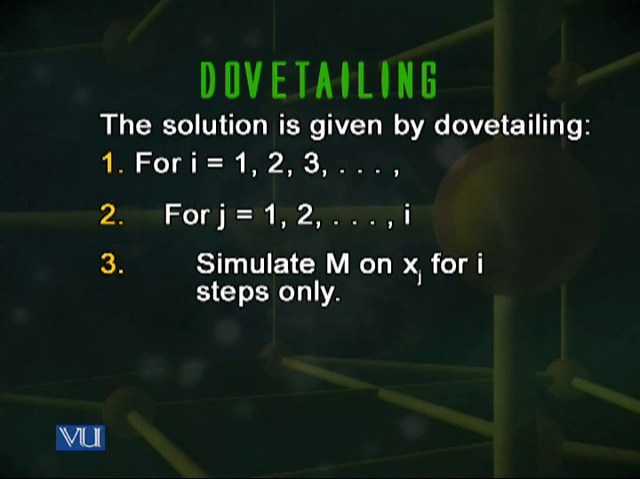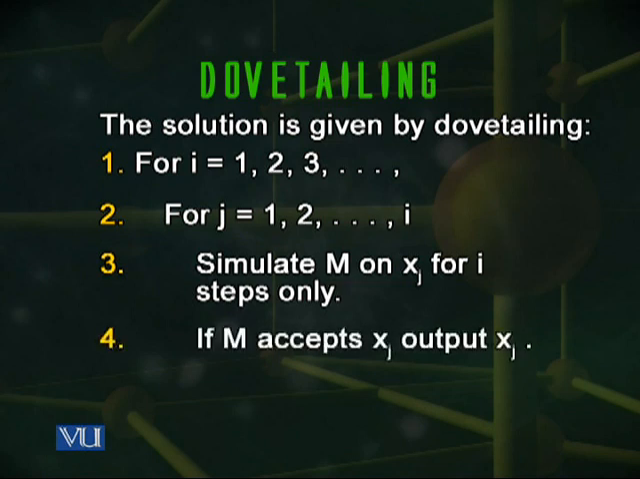So if i is equal to 5, we will simulate M on x1 for 5 steps, M on x2 for 5 steps, all the way up to M on x5 for 5 steps. So all these simulations are going to end, and then we'll come back to increment i, which will become 6, and so on and so forth. Now, if M accepts xj in any of these runs, then we will output xj. So this way, we never get stuck on one string.